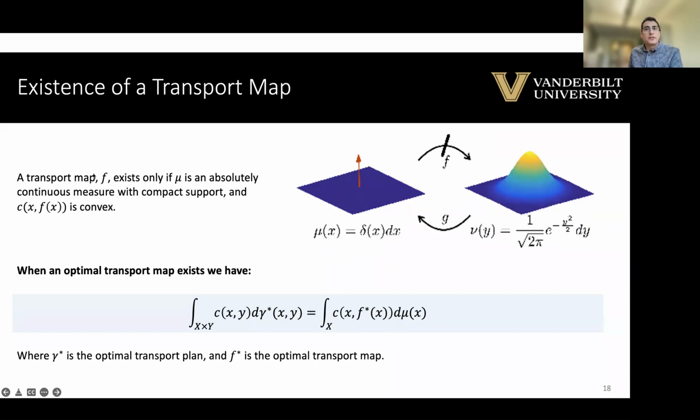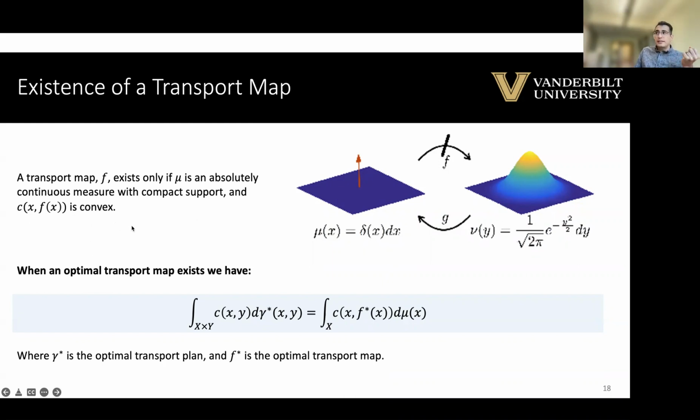Okay, so for this transportation map to exist, we require the source distribution, mu, to be an absolutely continuous measure with compact support. And we also require our cost to be convex.